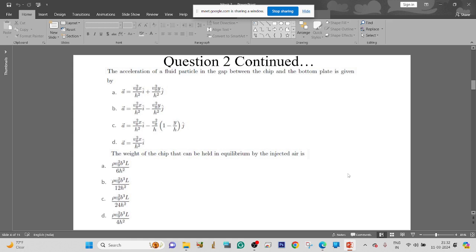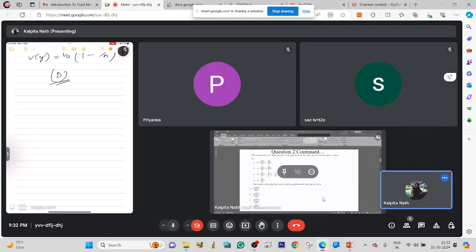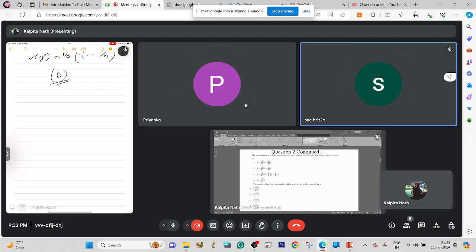So can we solve this? First of all, we know the velocity, so we can easily find the acceleration. And the way we derived in the class, the same way we'll find the weight of the chip. So you can solve it out, right? Anyone? Priyanka, Brito? Okay, I'll give you 1 minute for this.